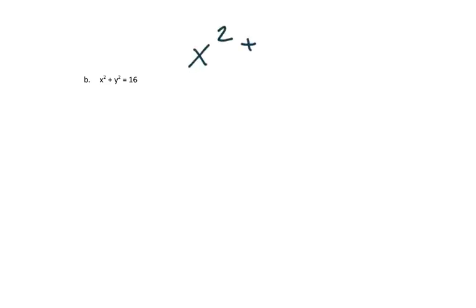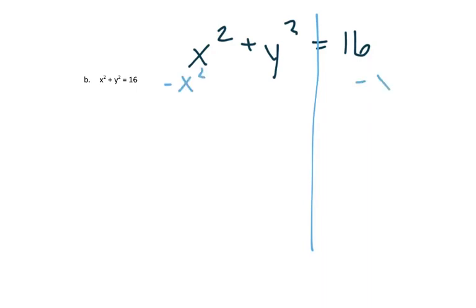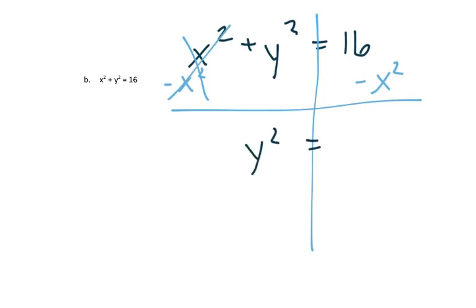So we're going to solve for y again. I'll just write a little bigger. So again, if I want to get y by itself, I need to move the x squared first. I was going to cancel that out. So that leaves me with y squared equals 16 minus x squared. And now I need to get the y by itself. So I need to take the square root.